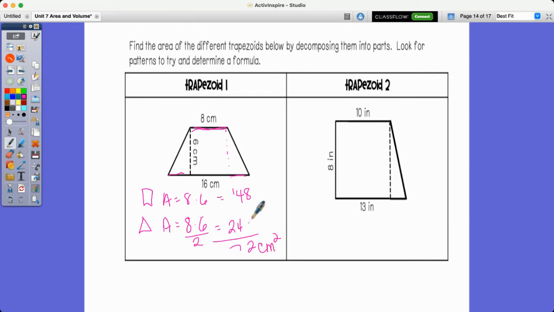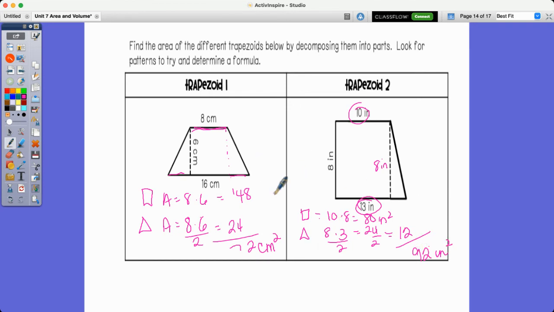See, it's a lot of work when we do it this way, when we're decomposing it, which is why we created that formula, base 1 plus base 2 divided by 2 times height. We're going to decompose this one and try this again. So here's my height. They didn't put it over here. The area of my rectangle is 10 times 8, or 80 inches squared. Then the area of my triangle is 8 times 3. Where did I get that 3 from? Well, 13 minus 10 is 3, which gives 24, divided by 2 is 12. This gives me an area of 92 inches squared.